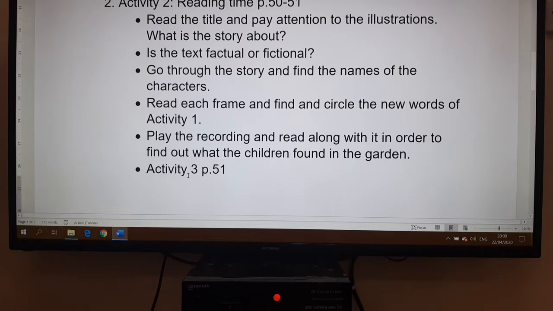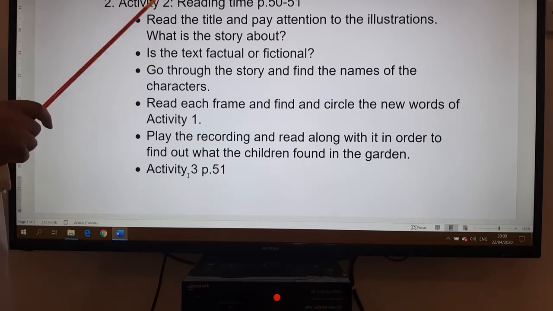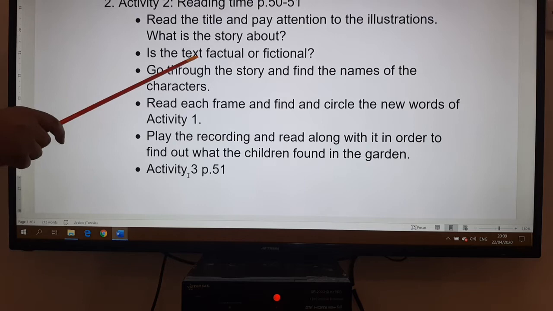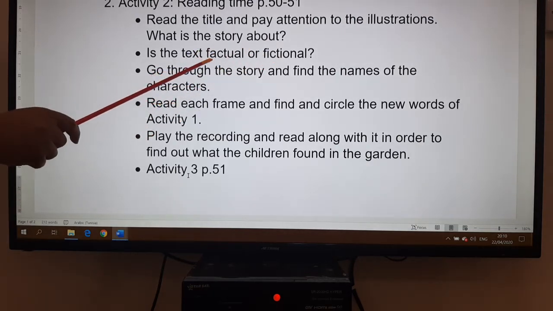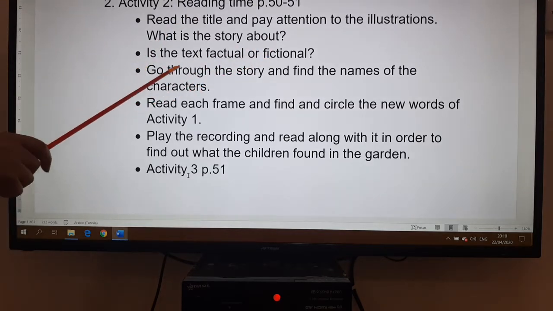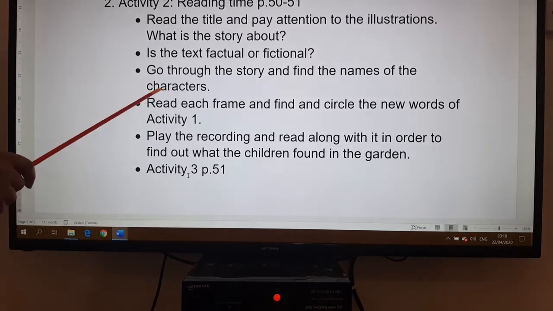Then we move to activity 2. So here we have the story, reading time. Now read the title and pay attention to the illustrations and tell me what the story is about. Now, is the text factual or fictional? So if it is factual, it is taken from reality. Fictional, it is imaginary. Go through the story and find the names of the characters, the name of the boys that you see in the story.